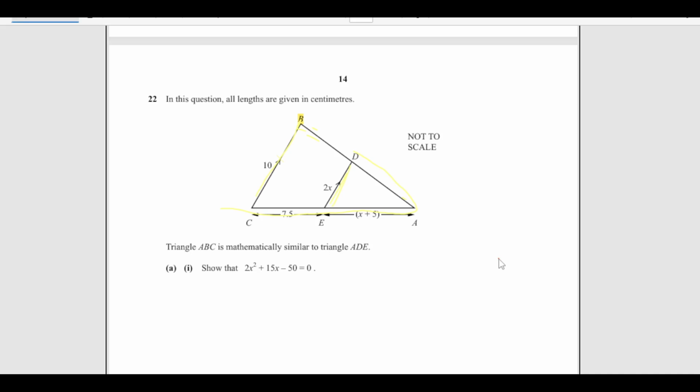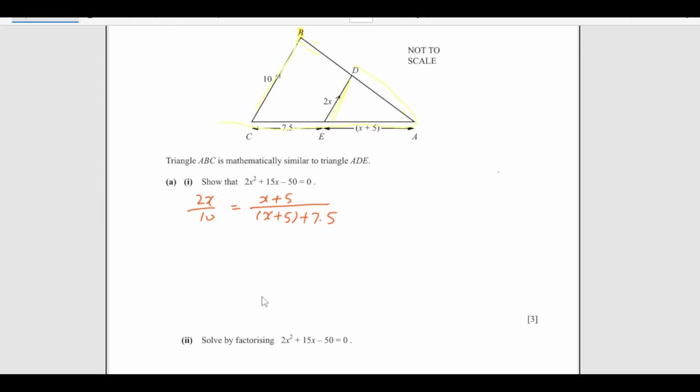So now if we take this one, we can take the ratios, they are similar. So I will take this smaller side over the bigger side. That means 2x over 10 is going to be, on the other side we have x plus 5, and down we are going to take the whole of this, 7.5 plus x plus 5. So x plus 5 plus 7.5, right? So now just cross multiply. Let me rewrite: x plus 5 over x plus 7.5 plus 5, it's 12.5. Now we cross multiply these two.